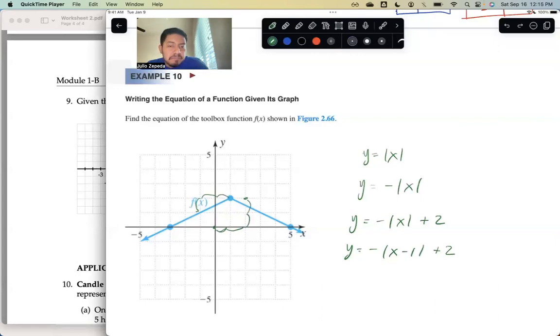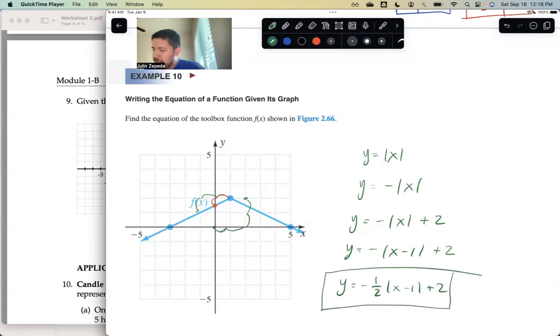Okay, and then we can also see this by, if we go over 1, how much do we go up here to get to this next point? Over 1, I keep saying up, but it's down because it's flipped. But it's over 1, down a half. So yes, there should be a 1/2. So this is negative 1/2 times the absolute value of x minus 1 plus 2. That is the equation of this graph.